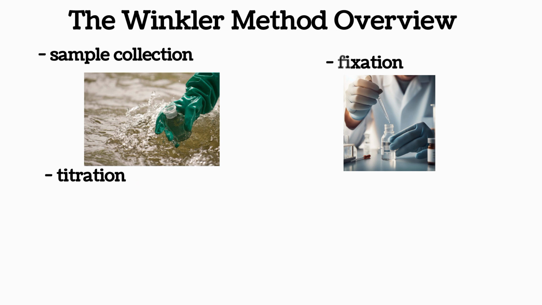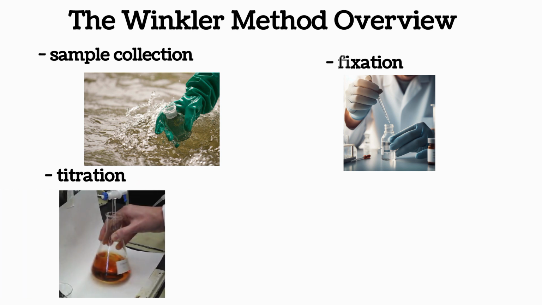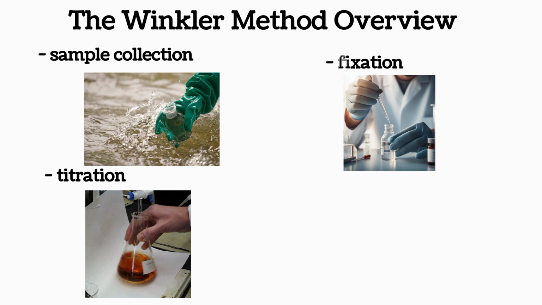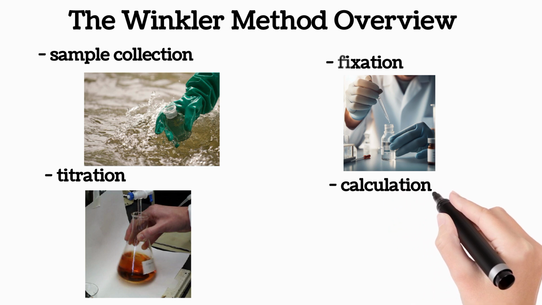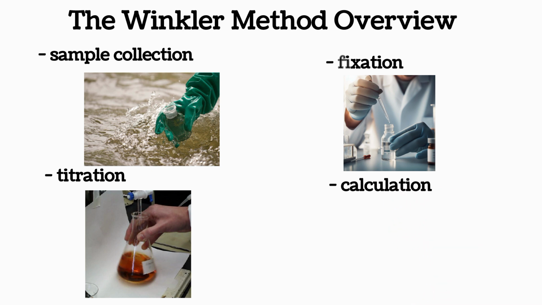The titration process involves adding a titrant, usually sodium thiosulfate, to the fixed sample. In this titration, starch is used as the indicator. We'll demonstrate how to determine the endpoint, a critical part of the process. At the endpoint, the dark blue solution converts to a colorless solution. Using the titration results, we can calculate the dissolved oxygen concentration.